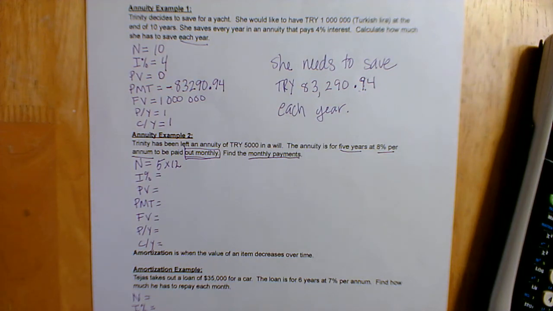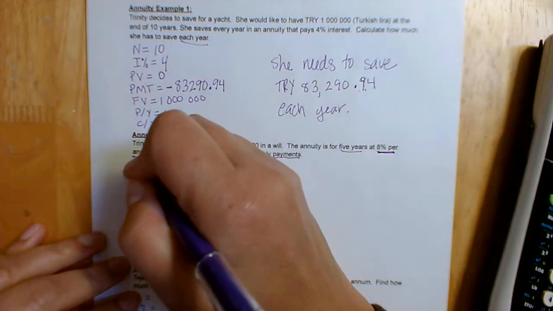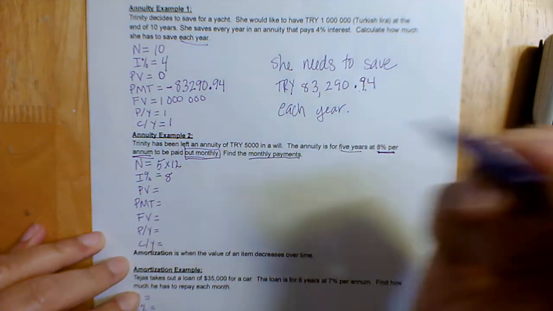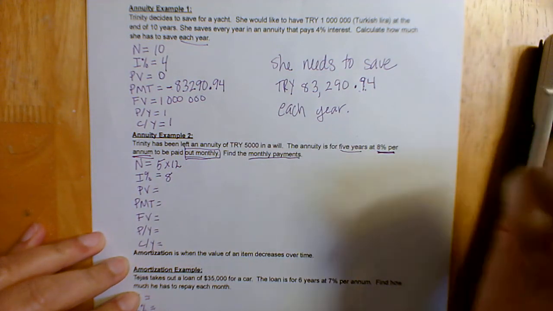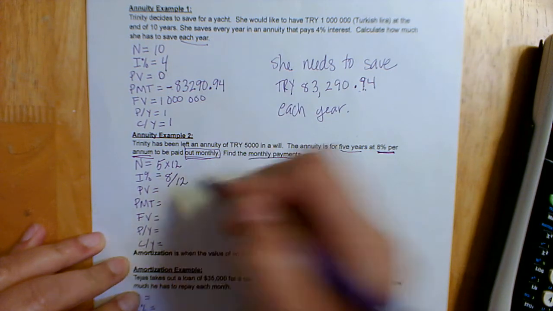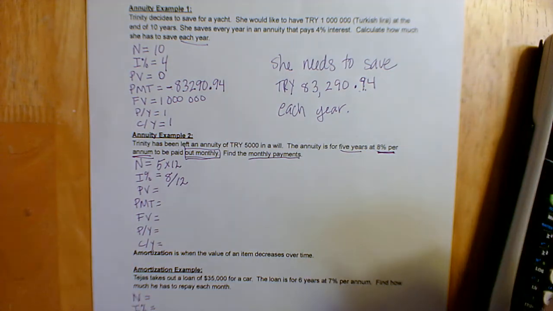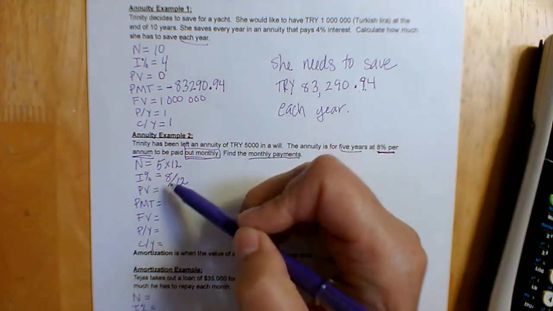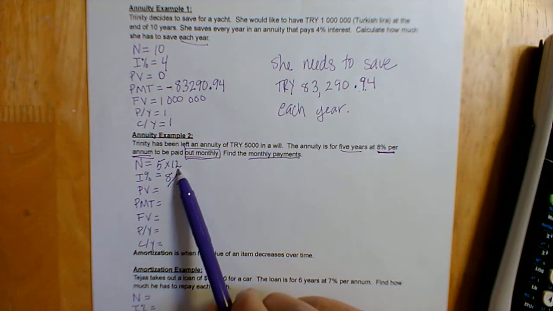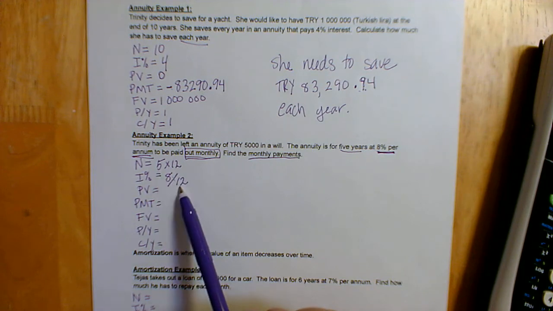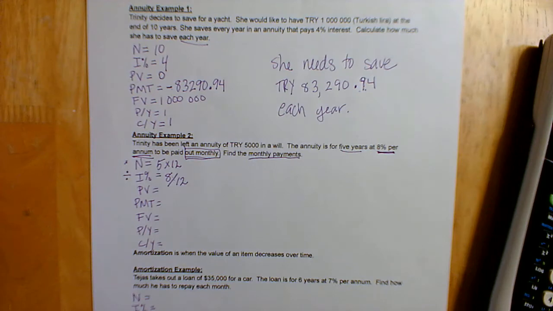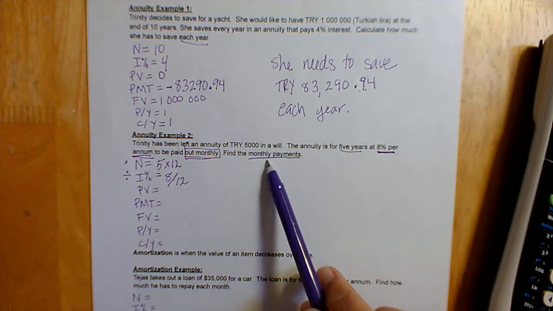Now, what we also have to do is pay attention. This is per year. So we're going to take 8%, but we're not going to get it per month. We have to transfer that, or divide it by 12. We have to divide it by 12. And this is that division symbol in the calculator. So first, we have to multiply for n and divide for I. So we're multiplying for n and dividing for I. And yes, that's the way it's going to be once you switch to monthly.